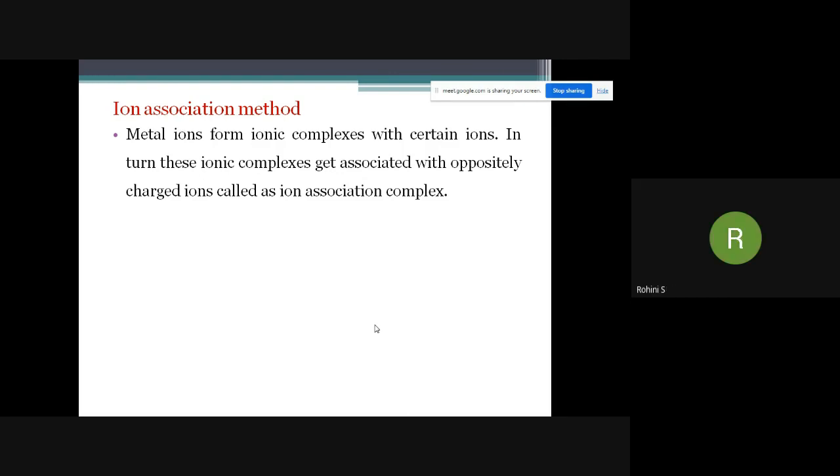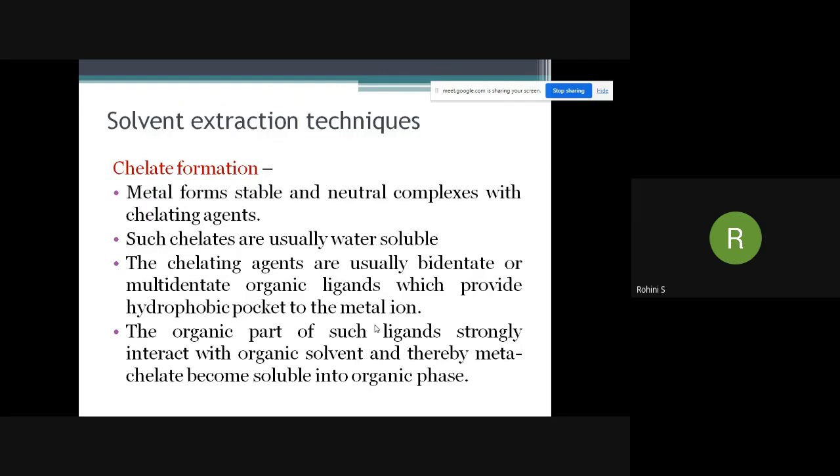Hello, sir. Yes, sir, can I ask one question, one doubt regarding this? Yes, sir, the previous chelate formation. So are they water soluble or organic phase soluble?